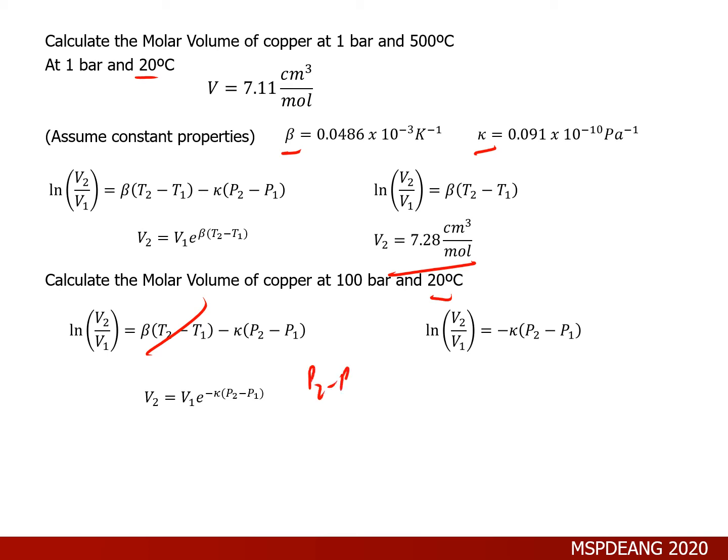Okay, P2 minus P1 natin is equal to 99 bar. Okay, and 99 bar dapat meron tayong conversion. Okay, so 10 to the 5 pascals per bar. And from here, you can now get V2, which is 7.10936 cm cubed per mole. So that increase by 100 times in the pressure, okay, for this copper, parang wala nang nangyaring change in the volume kasi from 7.11 naging 7.10936. So almost negligible na yung change in the pressure.